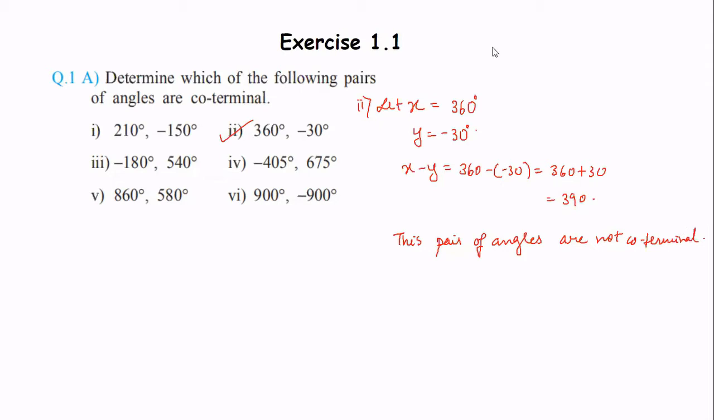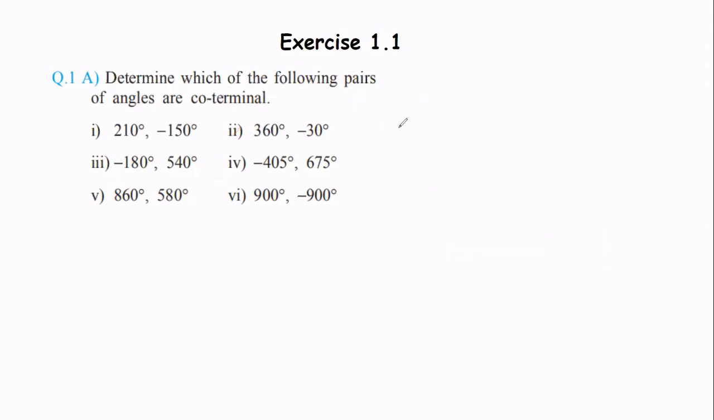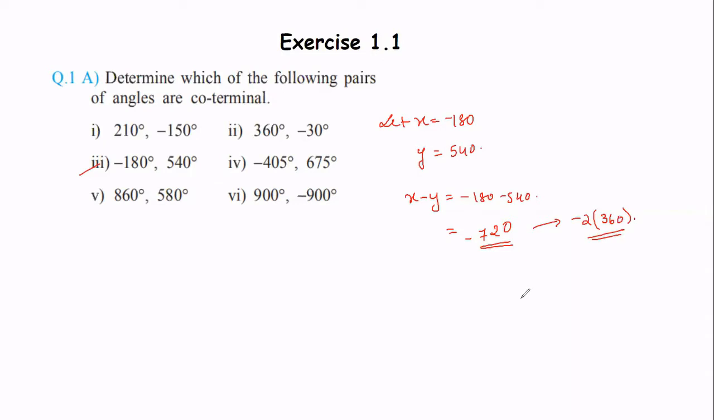Now moving to the third question. Again, let x equal to minus 180 and y equal to 540. What do we do now? We subtract as usual. x minus y is equal to minus 180 minus 540. Let's see what we get. 0, 2, 1 carried, we get minus 720. It's a multiple of 360. It's basically minus 2 into 360.